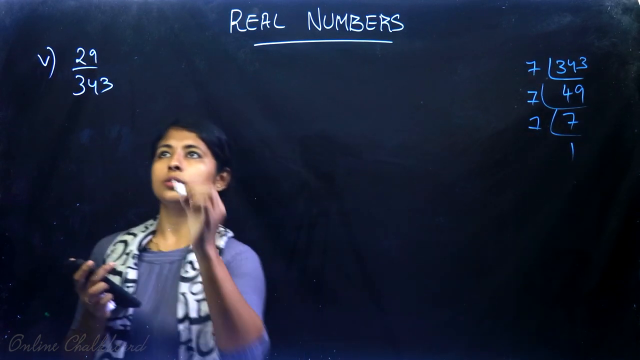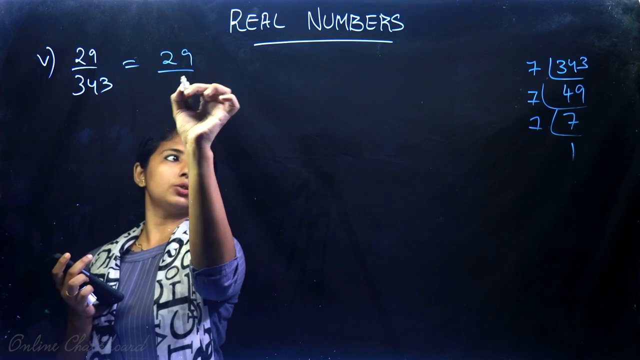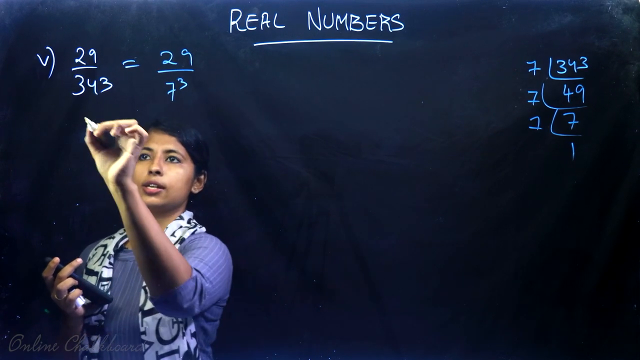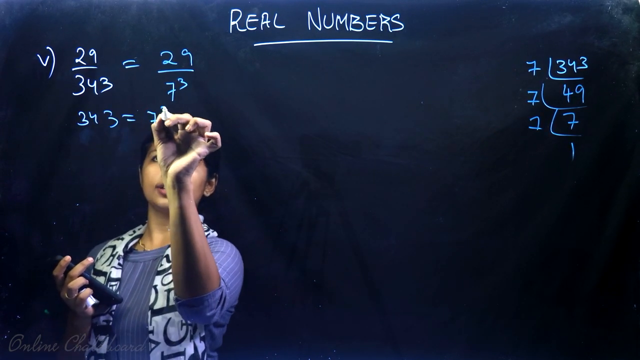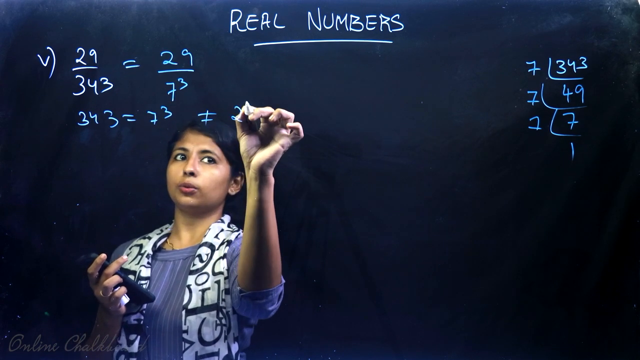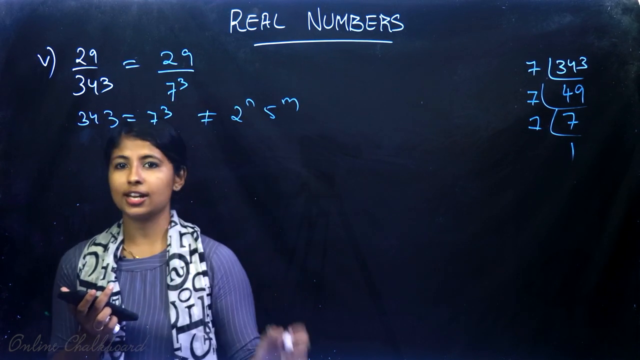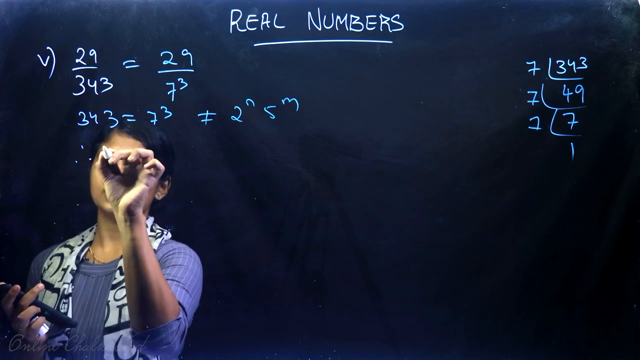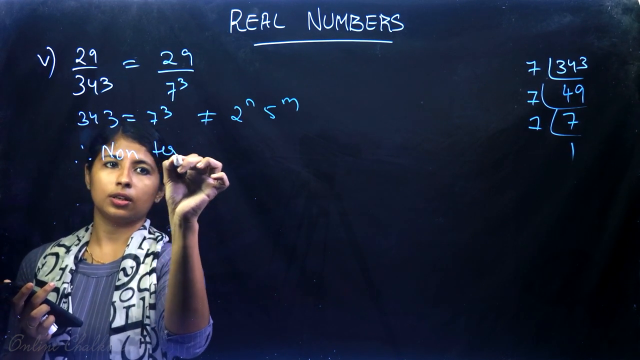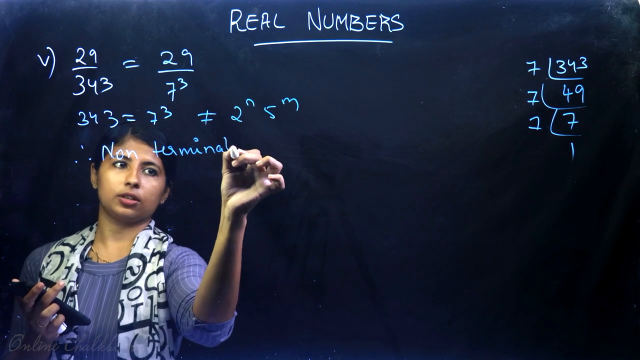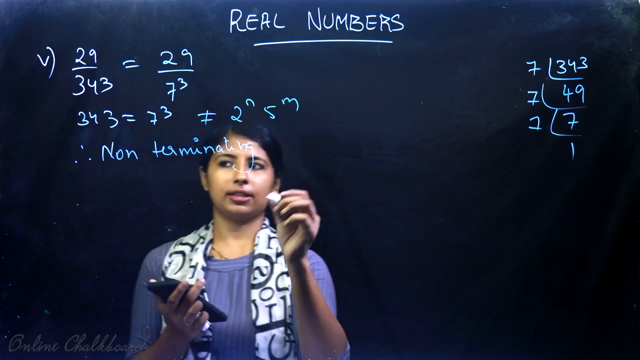4, 9, 7, 7, 7. So it's like 29 into 7 raised to 3. 343 is equal to 7 raised to 3. It's not of the form 2 raised to n into 5 raised to m for any n and m. Therefore, it's a non-terminating repeating decimal expansion. So we don't have to calculate the decimal expansion here.